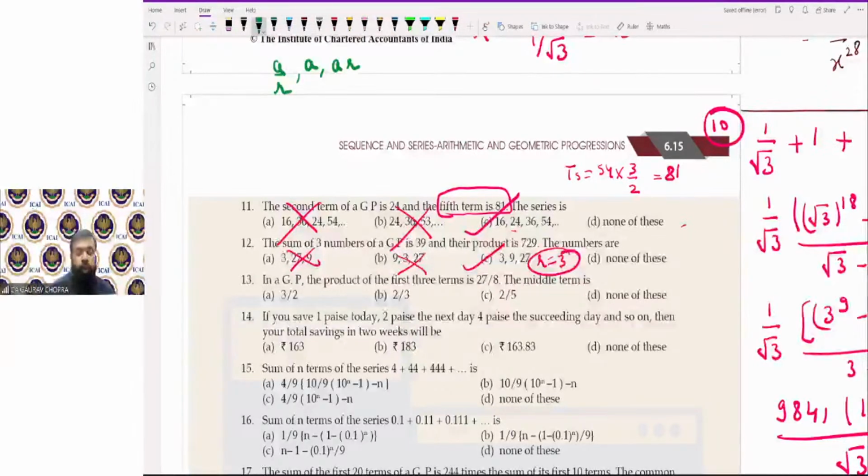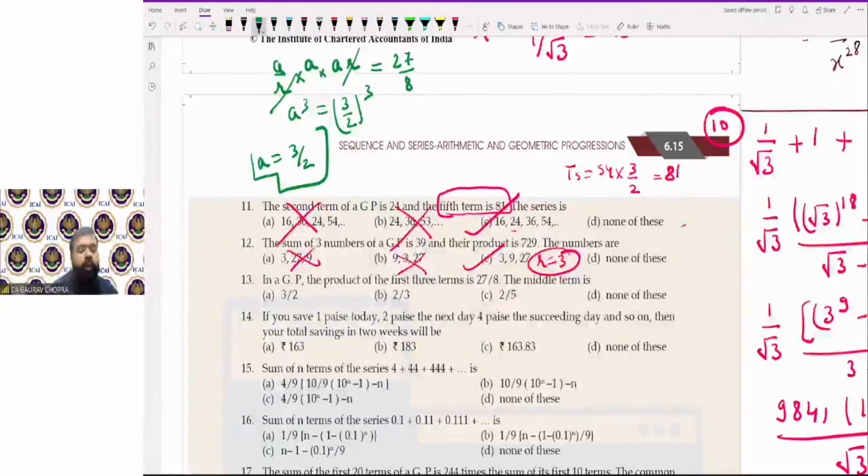And the product of all these three terms, तो अगर आप इन तीनों को मल्टीप्लाई करते हैं then the product is 27/8. R will get cancelled. So A cube is equal to (3/2) cube. Therefore A का वैल्यू कितना आ चुका है? 3/2. एंड क्वेश्चन ने क्या पूछा है? द मिडिल टर्म. द मिडिल टर्म इज नथिंग बट A. So therefore your correct answer is 3/2. Yes, option number A is correct.